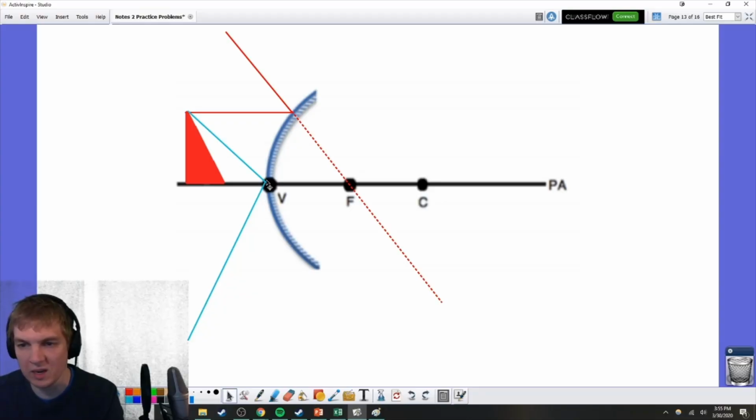And then you extend that reflected ray until the two reflections can intersect. And at that point, that's where you draw your object. So that's what you would get. And even though these two triangles seem close in size, this one is smaller, so you would still get a virtual reduced image.